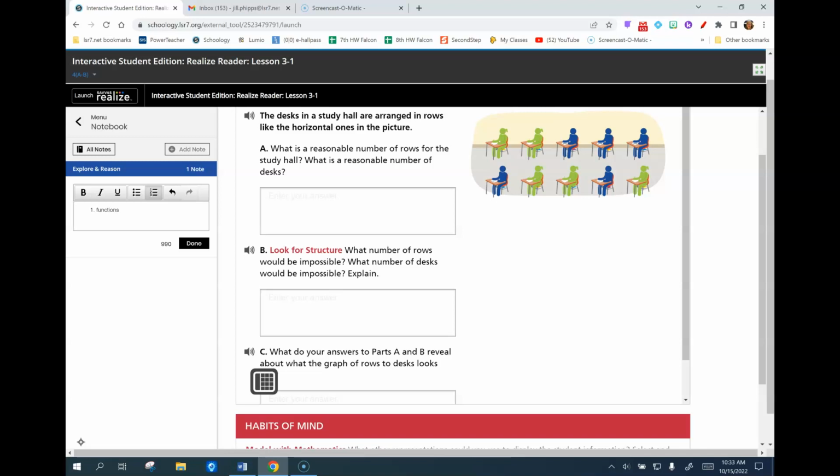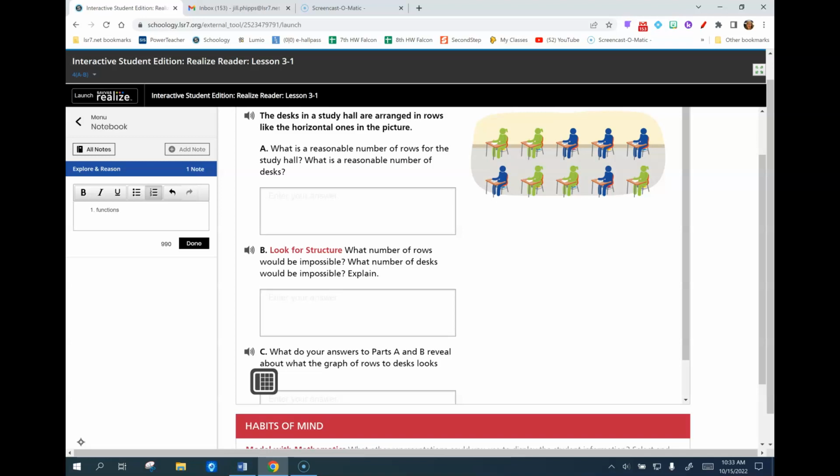Well, I can't have a negative number. Can't have 0 desks because I have students. Okay, so numbers of desks would be impossible. Can't have 0 desks because they're not going to sit on the floor. I only have 10, so I can't go above 10. So I'm capped out at 10 desks because that's how many desks I have.